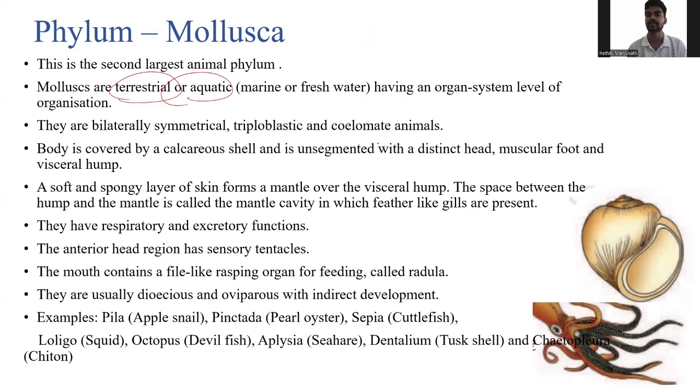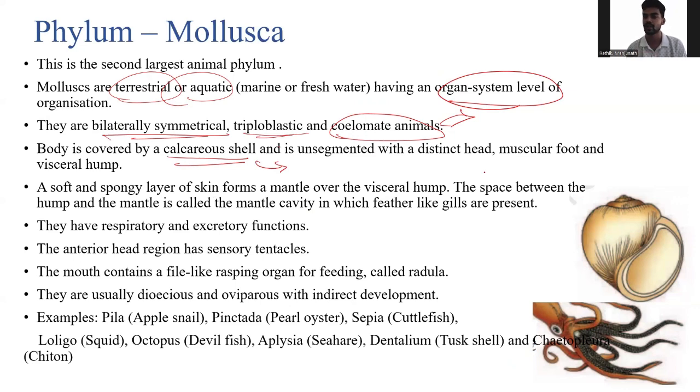So what about their organ system? What kind of organization do they show? They show the organ system level of organization. Coming to symmetry, it is bilateral symmetry, triploblastic, and coelomate animals. That means the coelom is present. The body is covered by a calcareous shell, which is very hard.